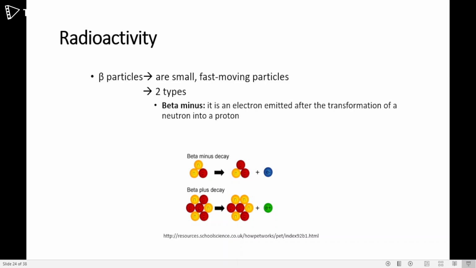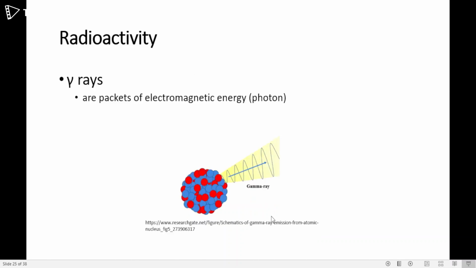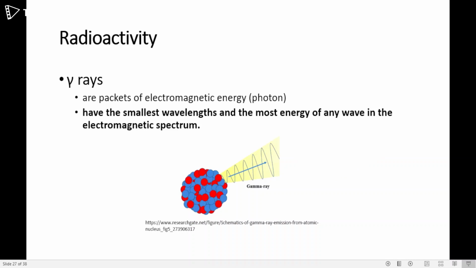Beta minus is an electron emitted after the transformation of a neutron into a proton inside the nucleus. Beta plus is a positron emitted after the transformation of a proton into a neutron inside the nucleus. So beta plus, or what we call a positron, is a positive electron. Gamma rays are packets of electromagnetic energy. We also call them photons. They have the smallest wavelengths and the most energy of any wave in the electromagnetic spectrum.